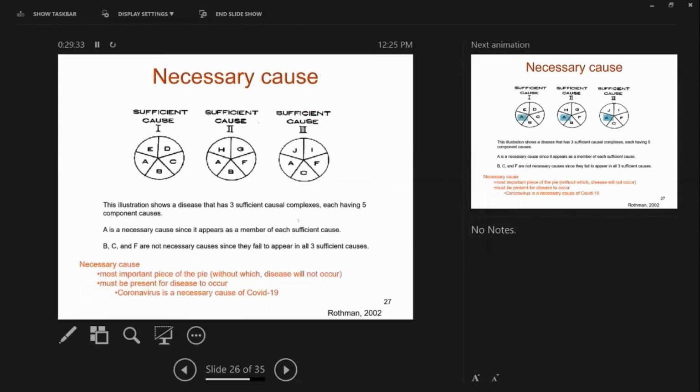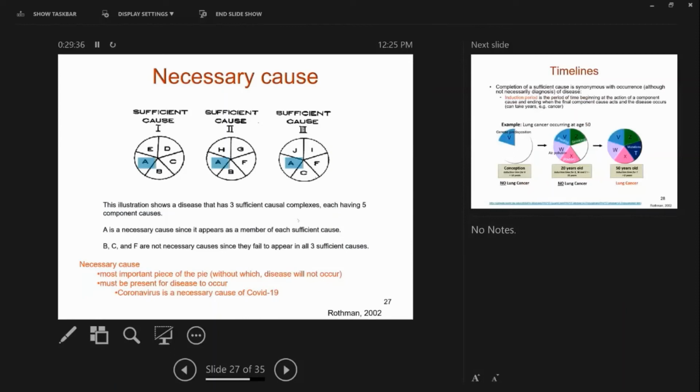Okay, and sufficient cause is each pie, and there are multiple sufficient causes. A necessary cause is one which shows up in every single causal pie, right? For example, if you're not exposed to coronavirus, you could never get COVID, right? But coronavirus exposure alone is not enough to cause actual COVID disease or die of it. You need other things to also happen, right? So we say coronavirus is a necessary cause of COVID-19, but it may not be the entire pie. You need older age, smoking, obesity, or whatever to complete the pie. But coronavirus is a necessary cause because it appears in every single pie of COVID disease.